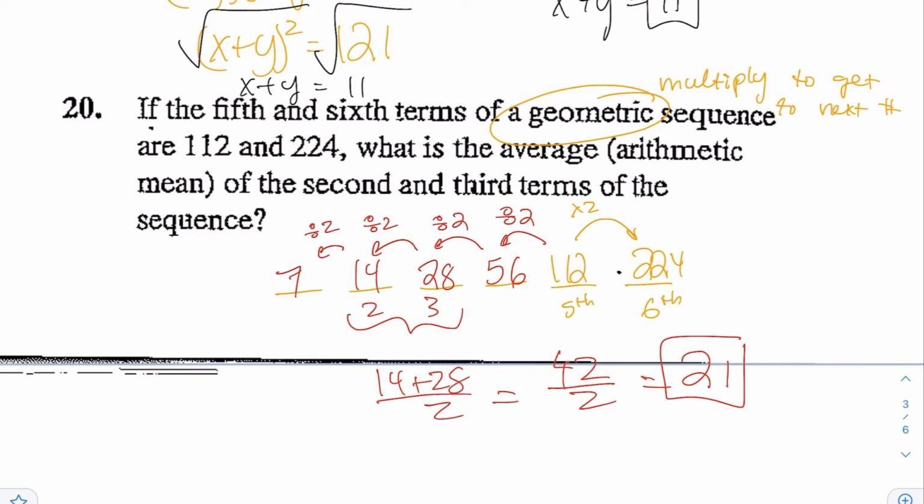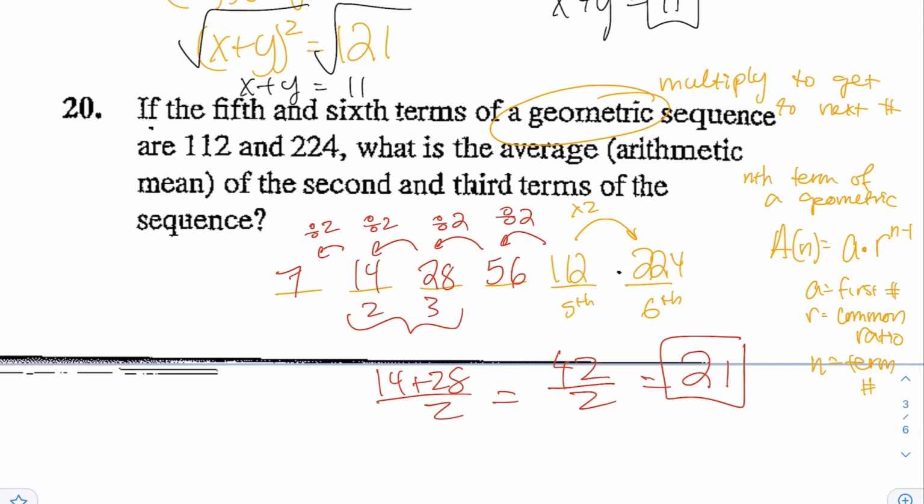One thing to keep in mind is that the general formula to get to the nth term of a geometric sequence is a of n equals a times r raised to the n minus 1 power, where a is the first number, r is the common ratio, what you multiply by to get to the next number, and n is the term number. So that's something that might be useful if you see another question with a geometric sequence.